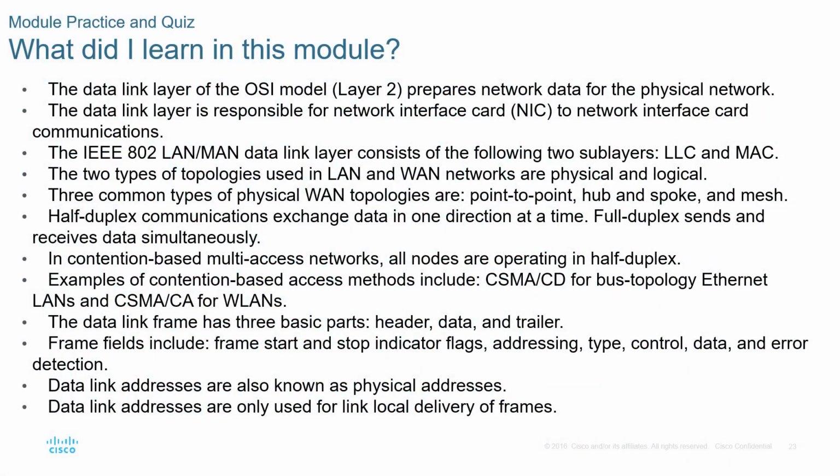So in this lesson, we talked about the purpose of the data link layer, the two sublayers, the LLC and the MAC sublayer. We talked about how the MAC sublayer controls access to the media. We talked about collision detection and collision avoidance. We talked about addressing being known as the physical address.